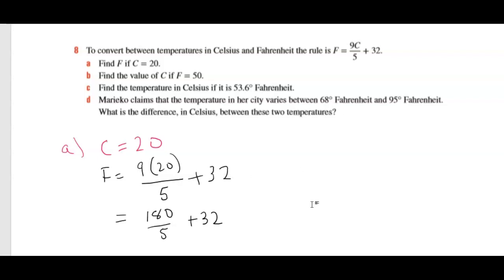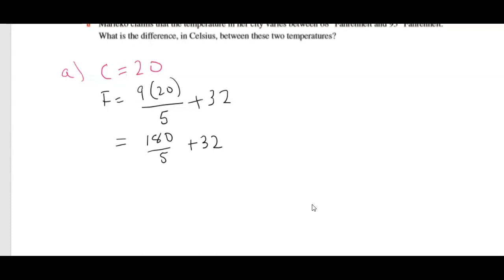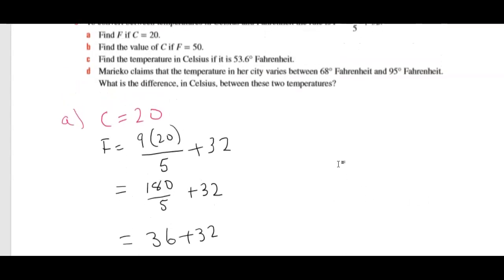All right, let's just make sure I've done that all correctly. So 180 divided by 5 is going to give you 36, plus 32 is equal to 68. So if it was 20 degrees Celsius outside, you'd know it's 68 degrees Fahrenheit. And at the moment, it's probably colder than 20, so it's definitely colder than 68 degrees Fahrenheit.